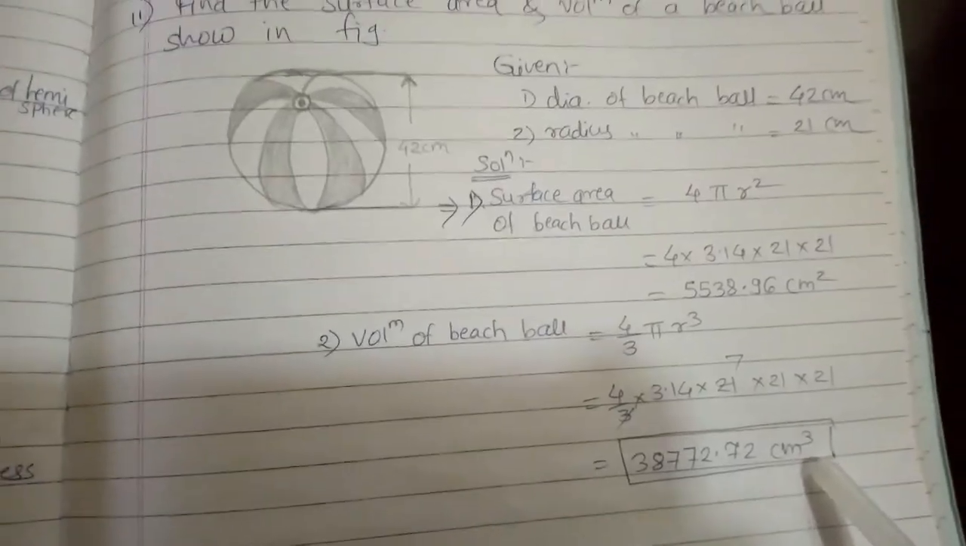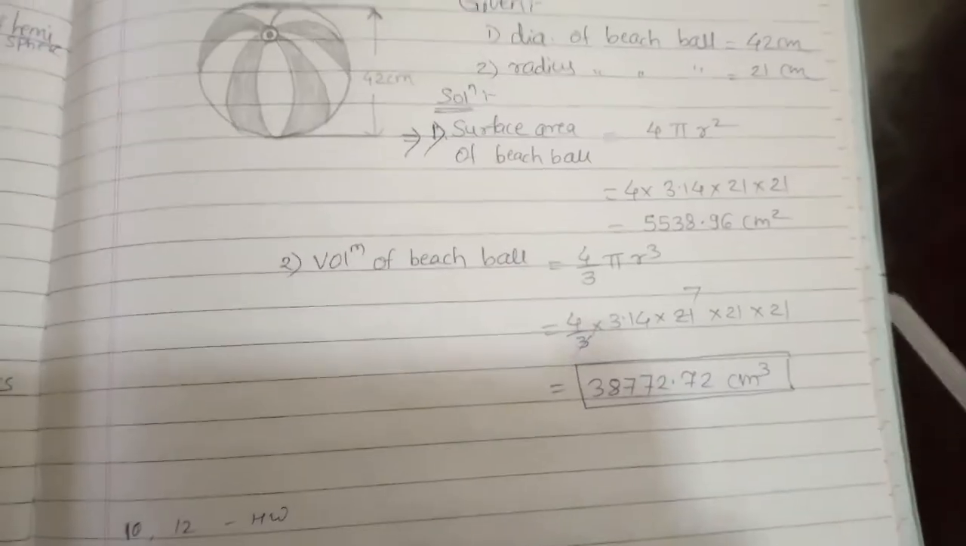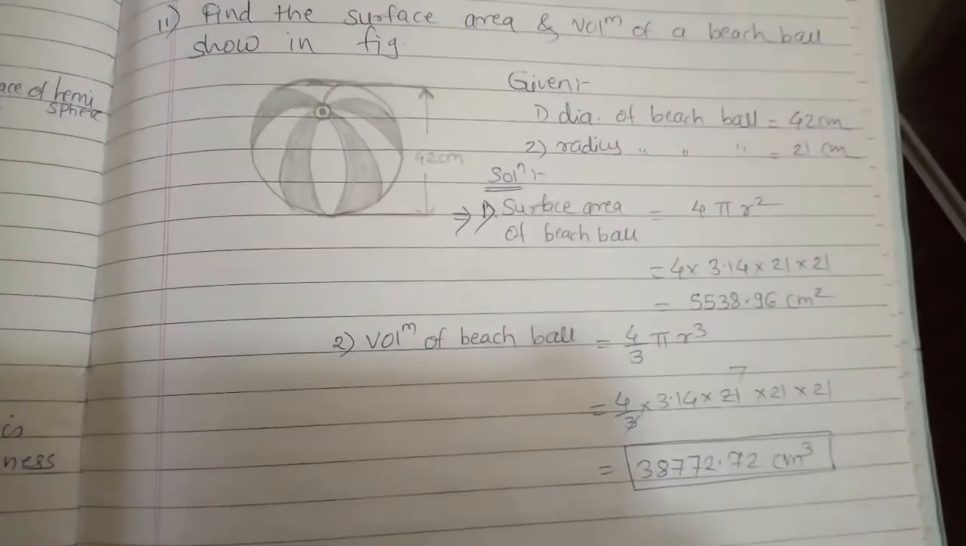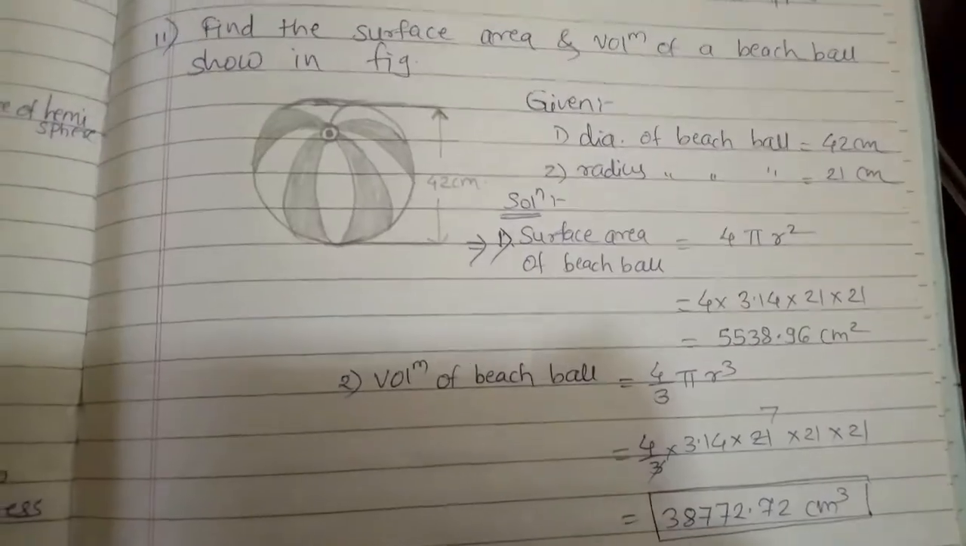So this is all about exercise 7.1, and the two examples, that is example number 10 and 12, are for your homework, and the remaining examples we'll see in the next lecture.